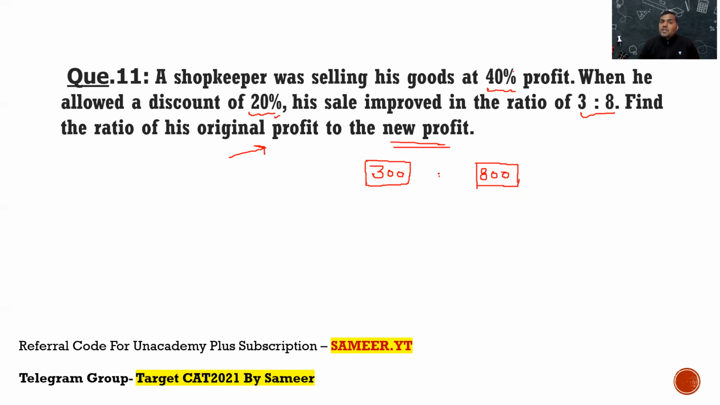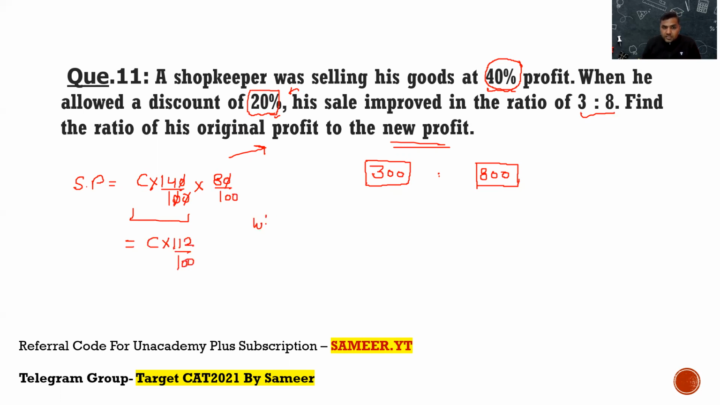Now, when he was not giving a discount, he was selling the product at 40% profit. So that means normally your selling price is 140% of your cost price. And when you start giving a discount of 20% on this selling price, that means you start selling the goods at 80% of the previous price. A 20% discount means you are charging 20% less now. If you're charging 20% less now, that means you are charging 80% of the previous price. That means now after giving a discount, the selling price is 112% of the cost price.